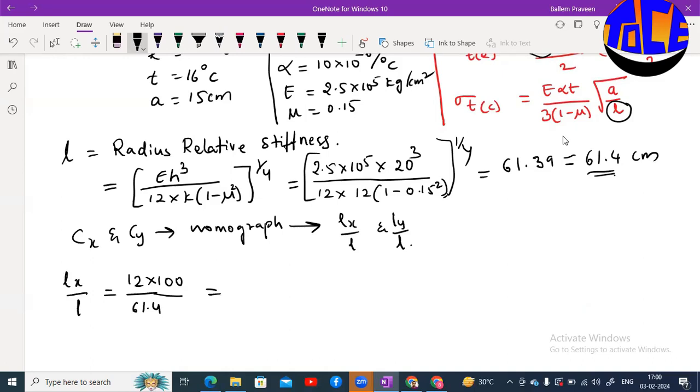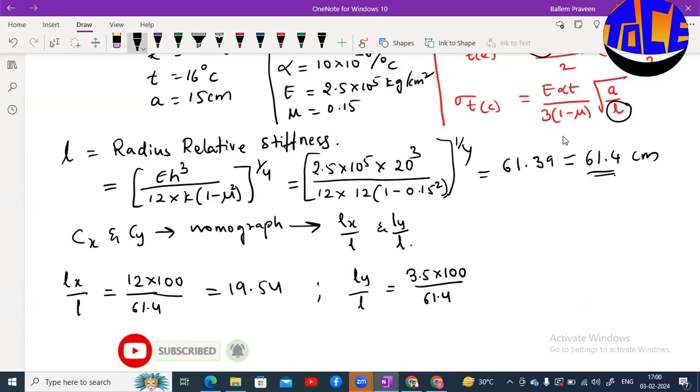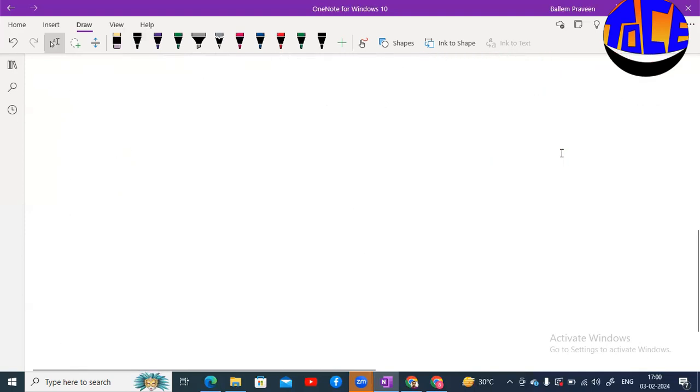So this value will be around 19.54, and Ly by L. So the Ly value is 3.5 meters into 100 divided by 61.4. So this value will be around 5.7. Okay, so now we have to refer to the warping stress coefficient graph.